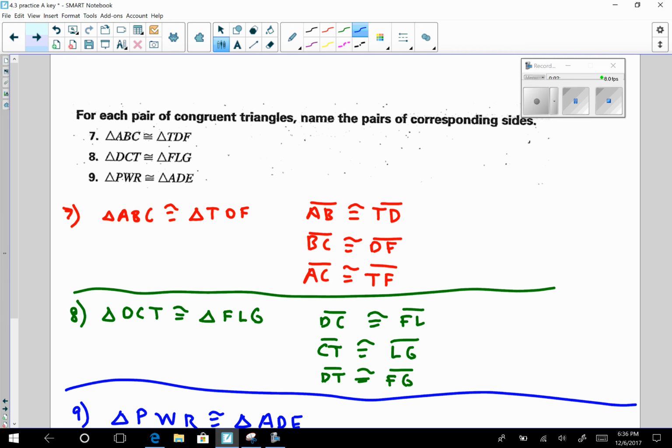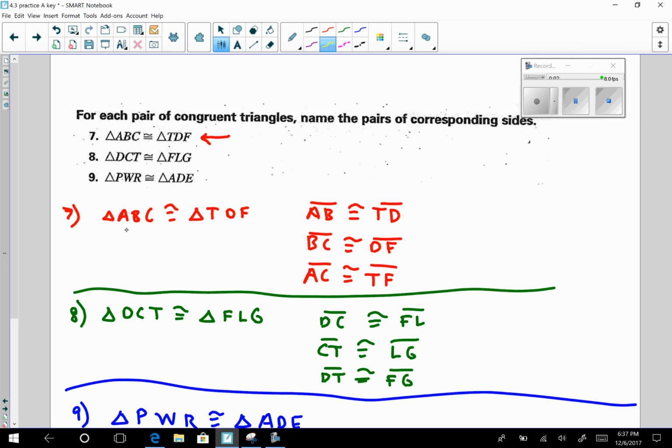So, moving right along and looking at these. This is something that we did from the very get-go a couple weeks ago when we started congruent triangles. This also is very straightforward. For each pair of congruent triangles, name the pairs of corresponding sides. Starting with number 7. If I have triangle ABC congruent to triangle TDF, what I know then is that AB is congruent to TD, BC is congruent to DF, and AC is congruent to TF.